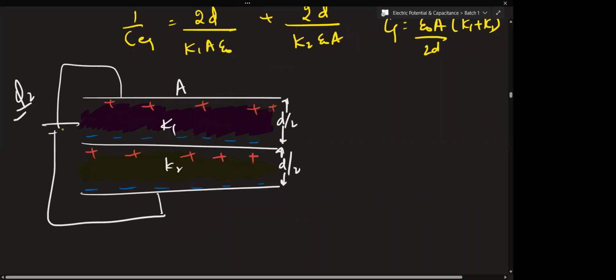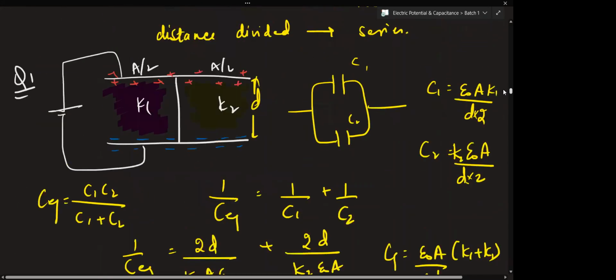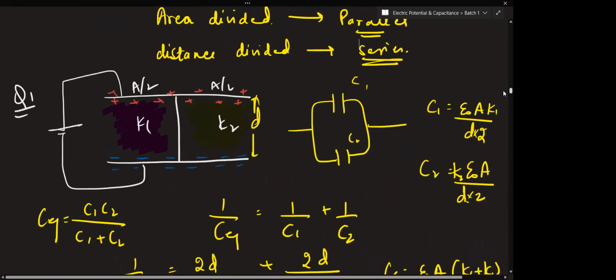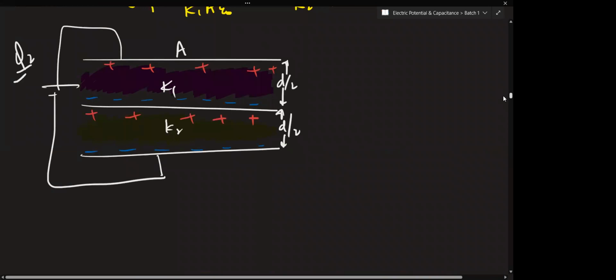Yes, class, are they connected in series or parallel? Series. See, its distance is getting divided. Remember this: distance getting divided, series. Area getting divided, parallel. If you get such a scenario where area is getting divided, quickly write it as parallel. If you see distance is getting divided in this manner, so answer will be what? Both of them are connected in series. So first one and second one, 1 and 2, these are connected in series.